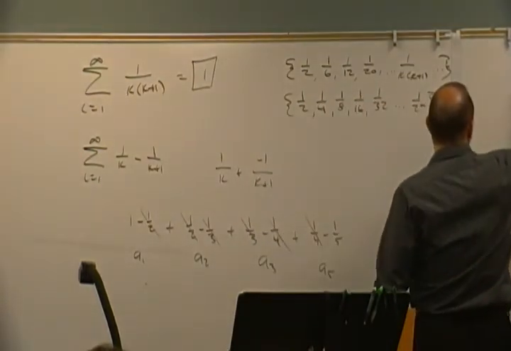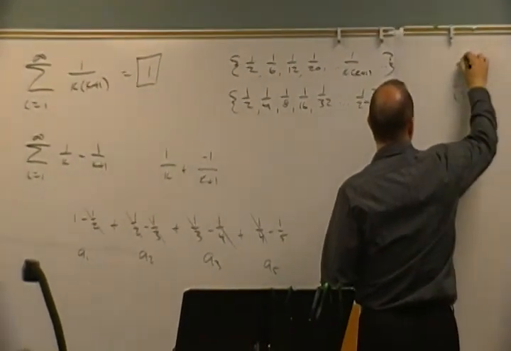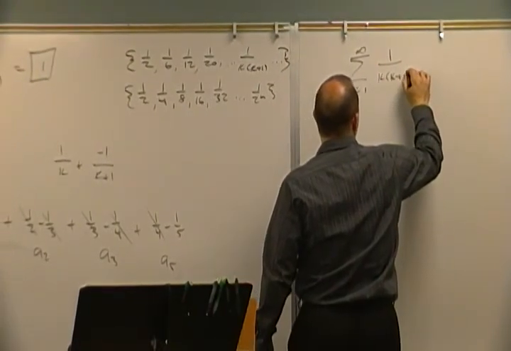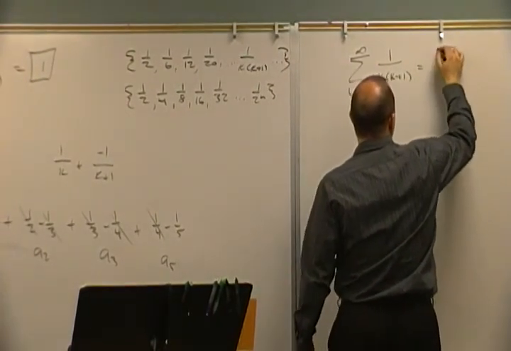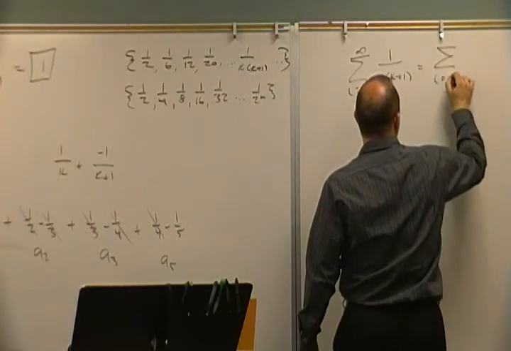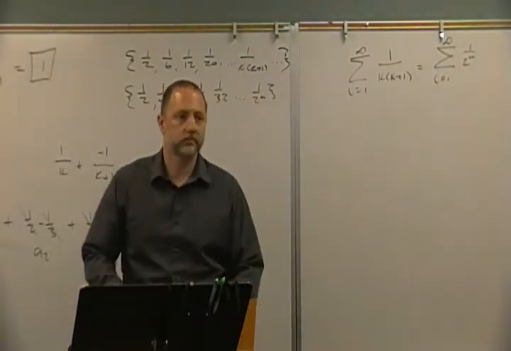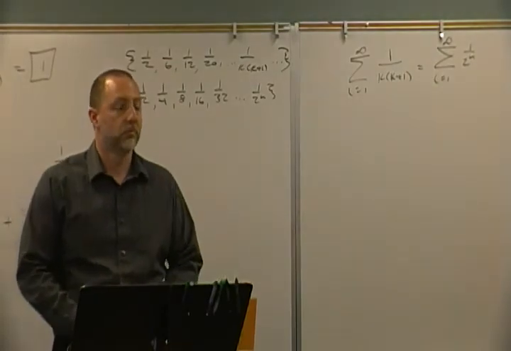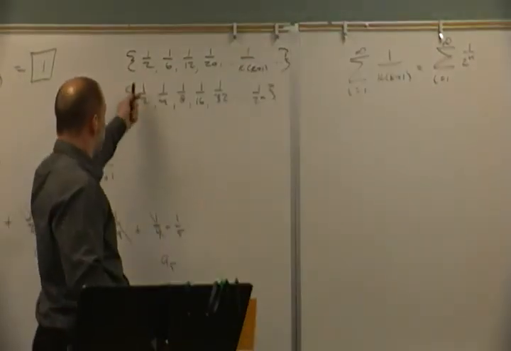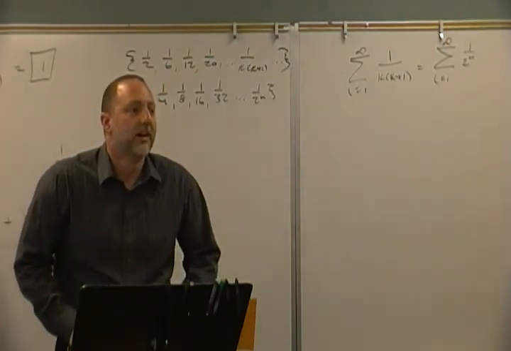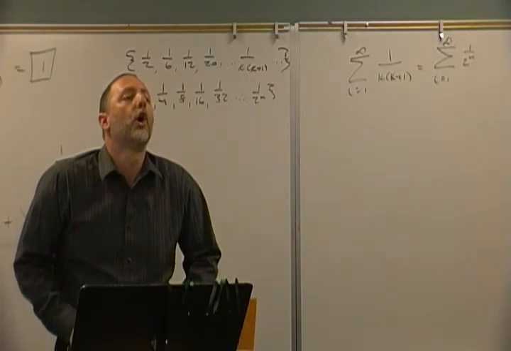So it is the case that sigma i equals 1 to infinity of 1 over k times k plus 1 equals 1. Whoop! But the terms are so different. It adds up to the same thing. And this is why infinite series is awesome. Cool.